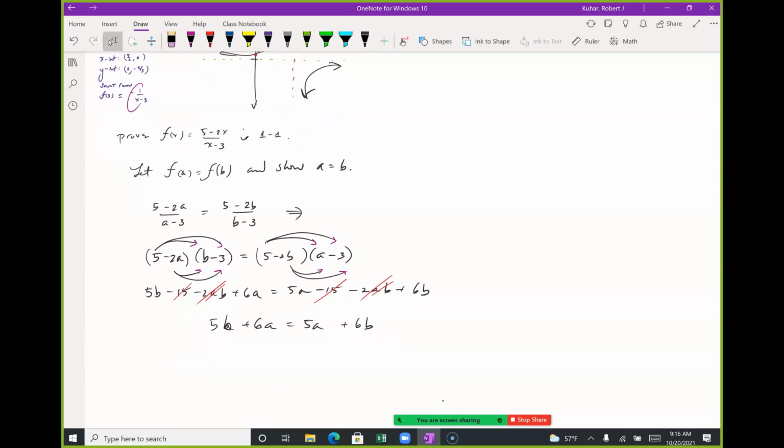So it looks like I can get 6a minus 5a on the left and 6b minus 5b on the right. So I've got a equals b, done. Nice. So it's 1-to-1.